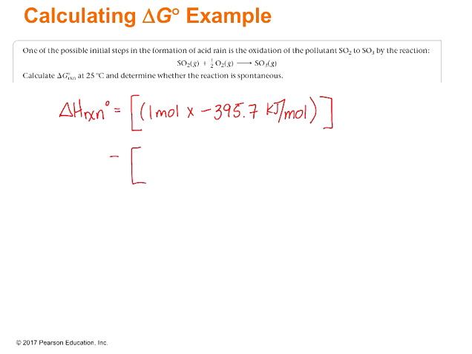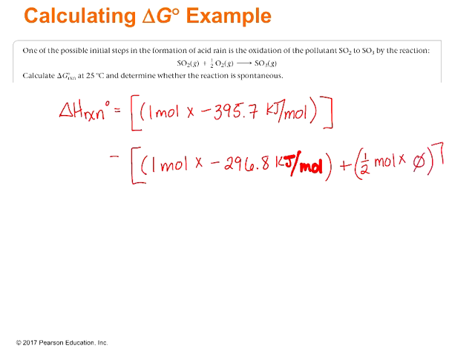And then we're going to subtract the sum of the reactants. So we have 1 mole of SO2, and its value of enthalpy of formation is negative 296.8 kilojoules per mole. And then we need to add the enthalpy of formation of oxygen. So that's 1/2 times 0. So that would just be 0.